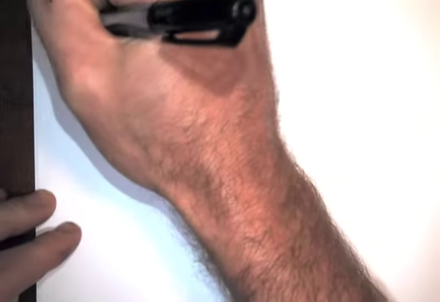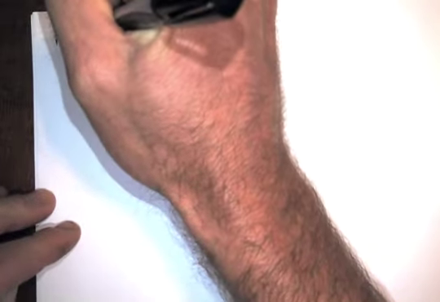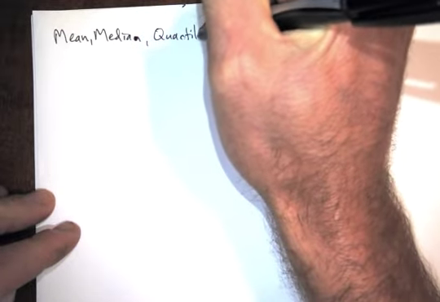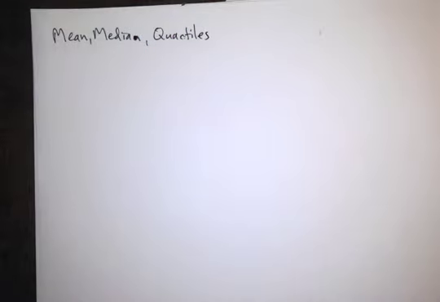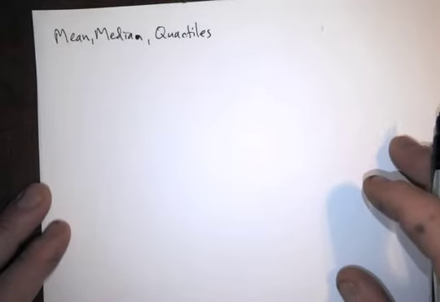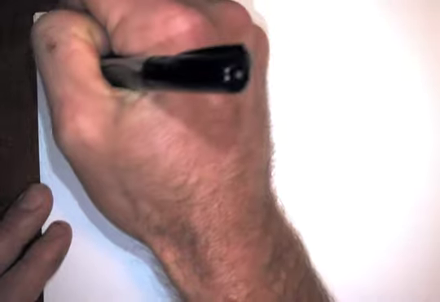Okay, lesson one is mean, median, and quartiles. And we're dealing with data. This whole unit's on data, analyzing data. Okay, we're going to do 3 examples that will explain these ideas to you.